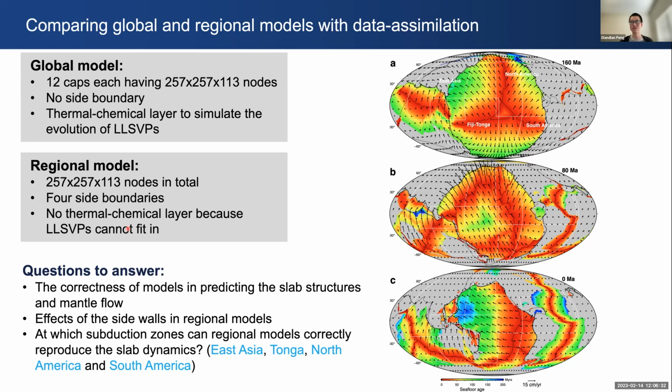This figure shows plate motion and the slab edge in the background color. There are 4 boxes which show the domains for the 4 regional models. The questions that we are trying to answer are: how correct are these models? And for regional models, because they have sidewalls, how much will they be affected by the sidewalls? And also for different subduction zones, which type of models should we use?